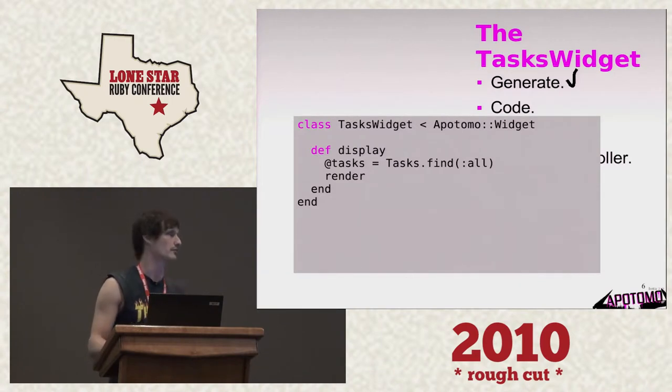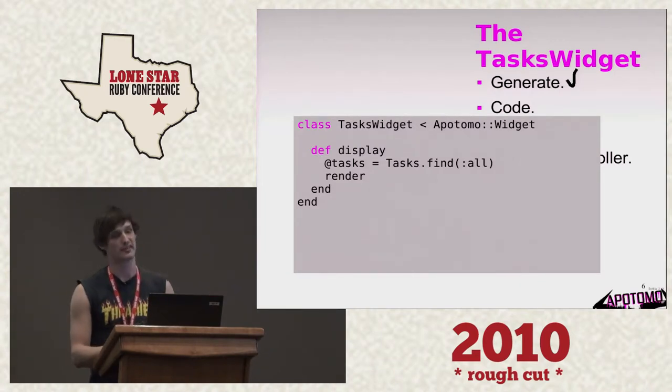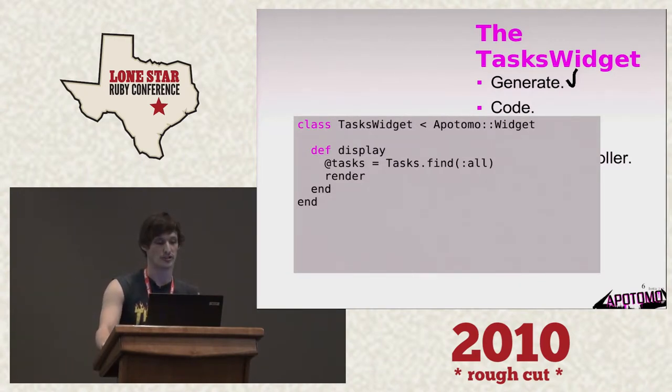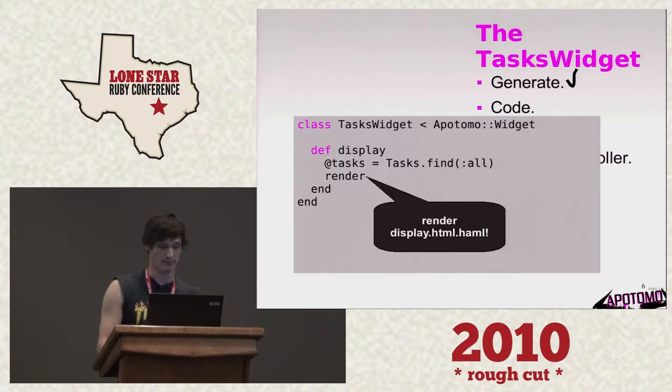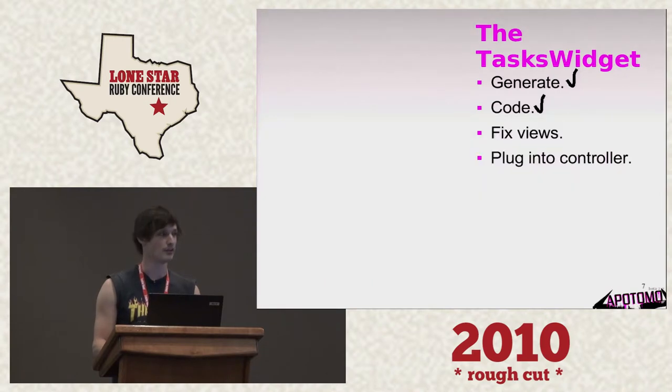Next part is the widget. So instead of deriving from cell base, I derive from Apotomo widget. And then I have this action called display, which just looks through the database, finds all the tasks I'm assigned to. This is a very simple example, I know. And then it basically renders the corresponding view, which is in display.html.haml.